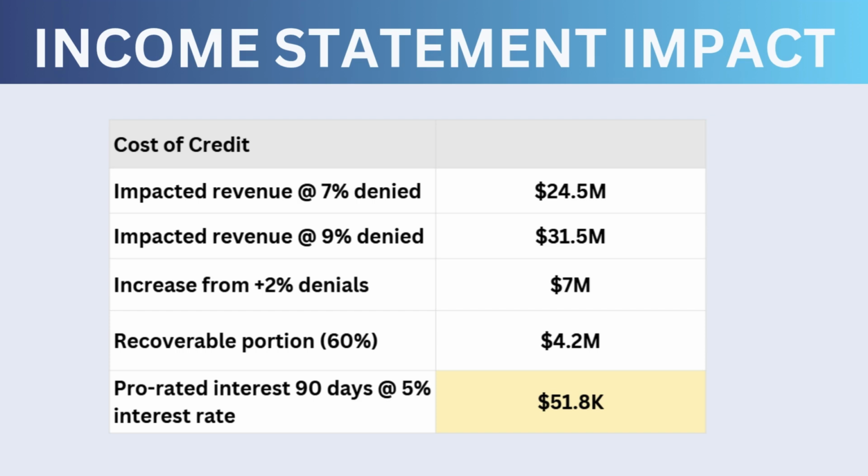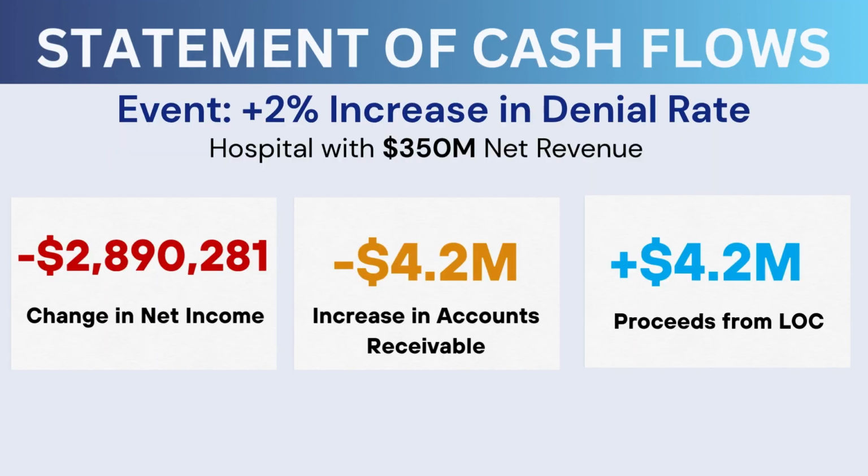Now we're going to say that we have a portion of that that is recoverable. That's the 60%, which is $4.2 million. And we're going to assume that that is sitting in your accounts receivable being worked by collectors for 90 days. And that's the 90 days that you're not going to have that cash. So if you're borrowing on a line of credit at a 5% interest rate, the 90 days divided by 365 days a year to prorate it, that comes out to be $51,800 in interest expense.